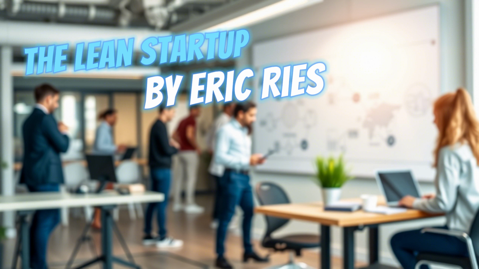First, build. Start by creating a minimum viable product, or MVP. This is a basic version of your product with just enough features to test your idea. For example, if you're building a food delivery app, your MVP might be a simple website where customers can order food from one restaurant.